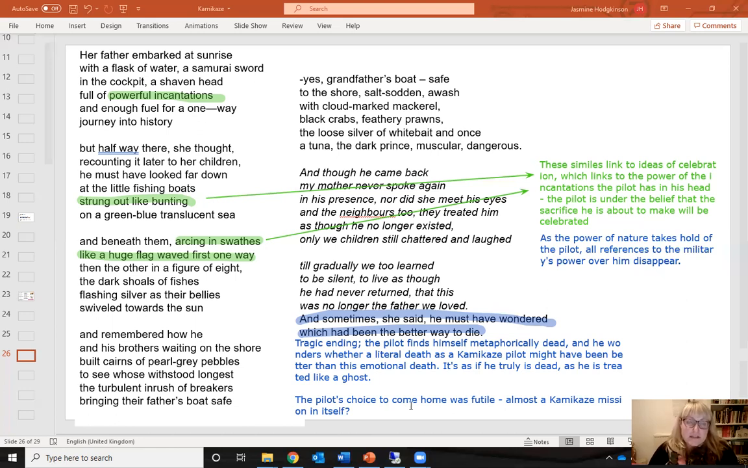And I suppose his decision to come home could almost be seen as similar to a kamikaze mission in itself, because he's still dead in a sense. So he is wondering, would it have made any difference had he done it on the plane, or having come home and experiencing what he's experiencing from his family.